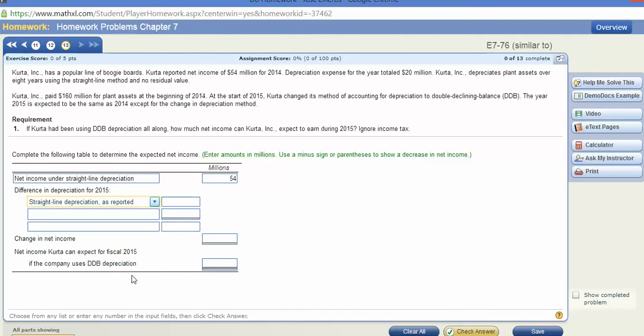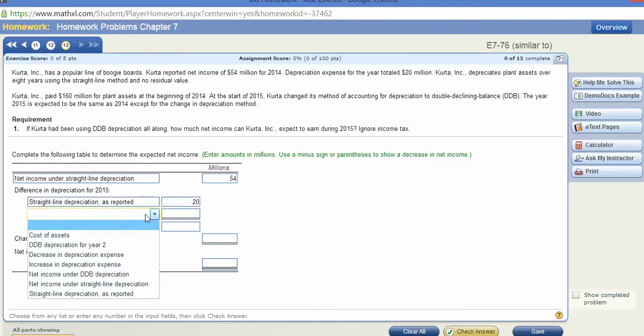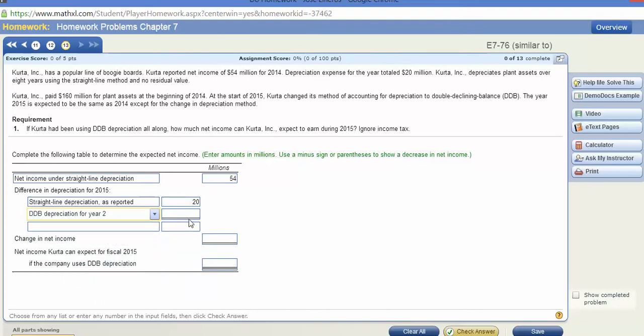Okay, so we would have the 54 million, and then under straight line it would basically be the exact same amount every year. You will notice carefully that if you take 160 million and divide it by 8, 160 divided by 8 is 20 million. So that's straight line. Straight line depreciation would be 20 million. Okay, but now what you're trying to do is you're trying to see, well, how much would depreciation be if it was double declining balance? Well, if it was under double declining balance for year 2, it would be different. And now's when you start crunching some numbers.